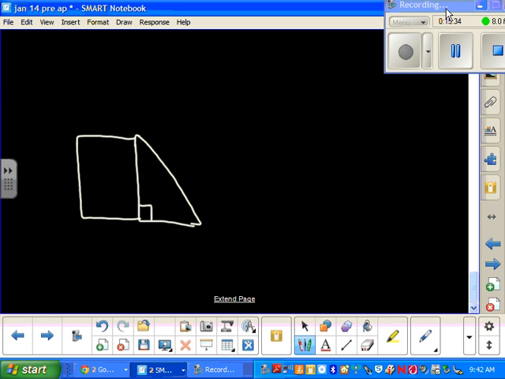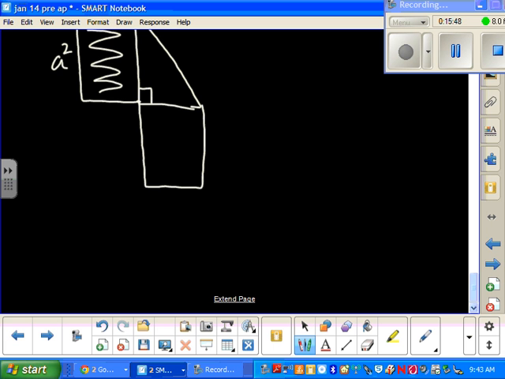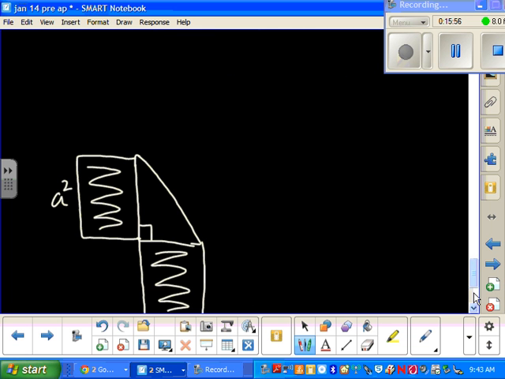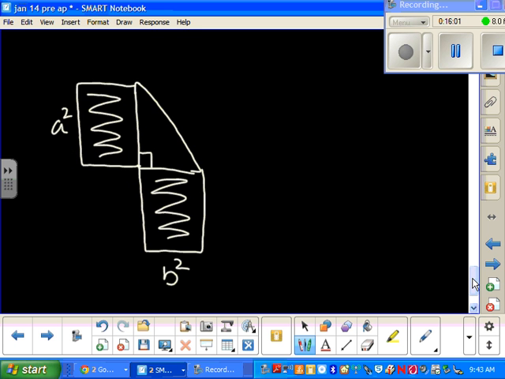So the area of that square, that would be A. If that's side A, then that would be our A squared would fit in here. A squared. And then B squared would be the area inside here. And that added together gives us the area of that square that would connect to the hypotenuse.